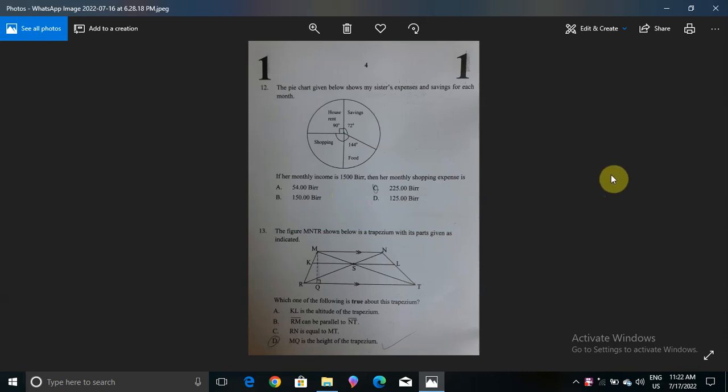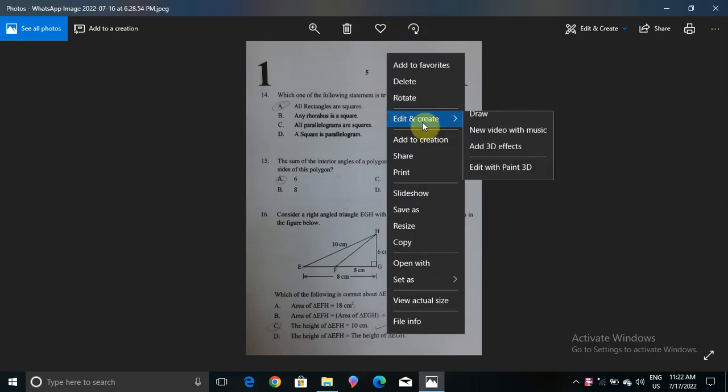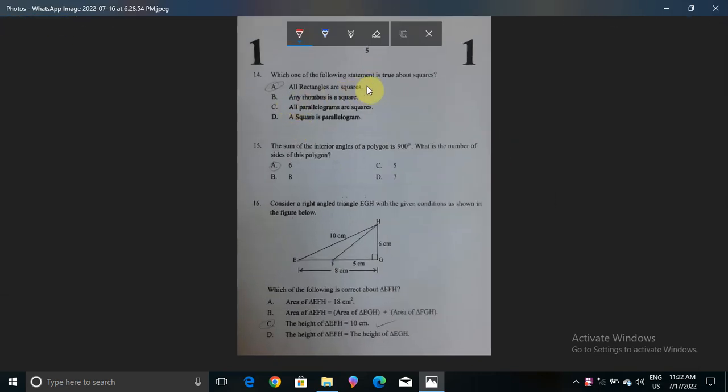Now let's go to the next page. Here it is asking, which one of the following statements is true about squares? All rectangles are squares. Any rhombus is a square. All parallelograms are squares. A square is a parallelogram. First of all, the correct answer will be a square is a parallelogram.